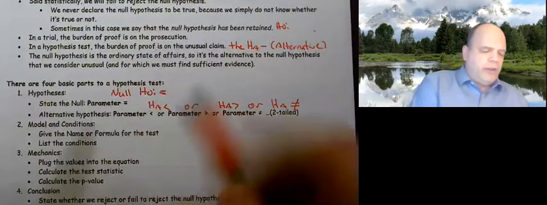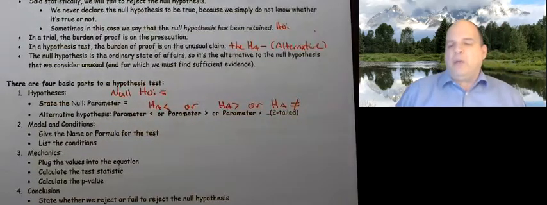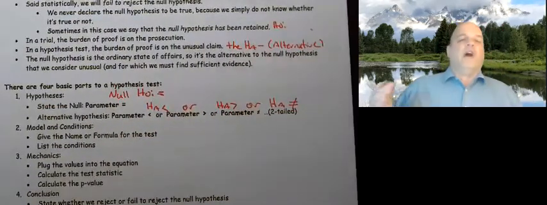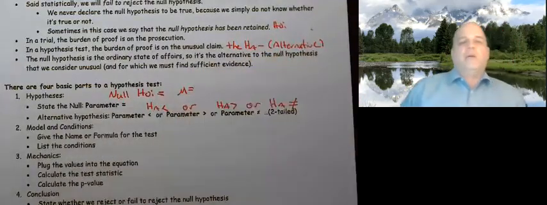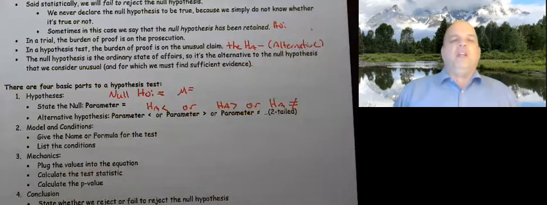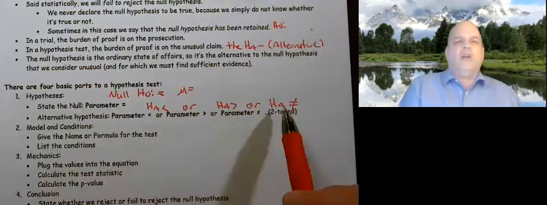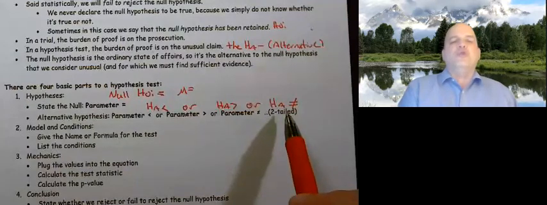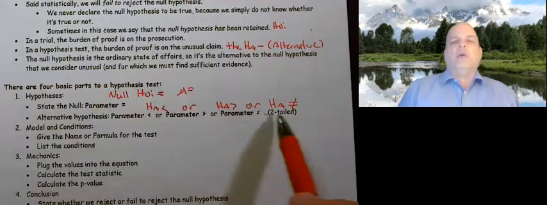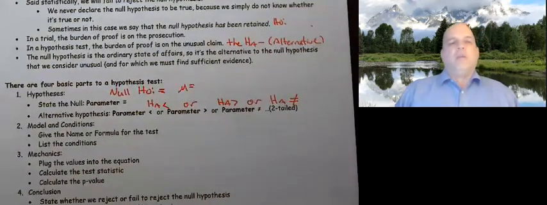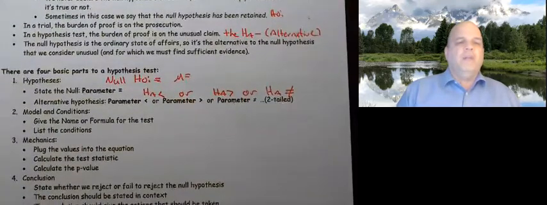And I should make one more comment about the null before I move forward. It will always be an equal statement. Since we're talking about means now, it'll be mu equals, all right? But it'll always be an equal statement. The alternative will be either a less than, greater than, or a not equal to. Less than a parameter, greater than a parameter, or not equal to. And we'll practice writing those when we get to the problem in the next video.